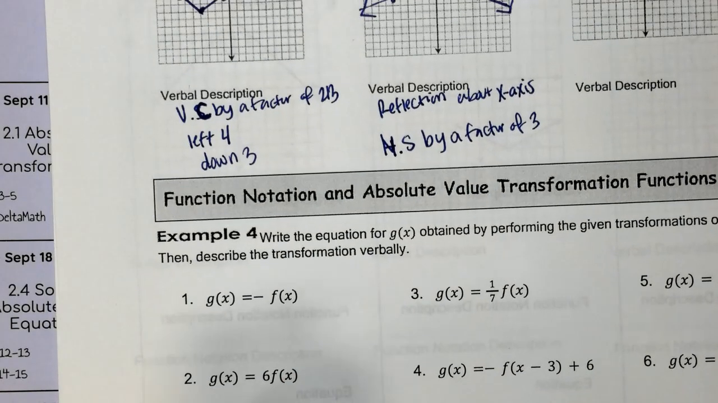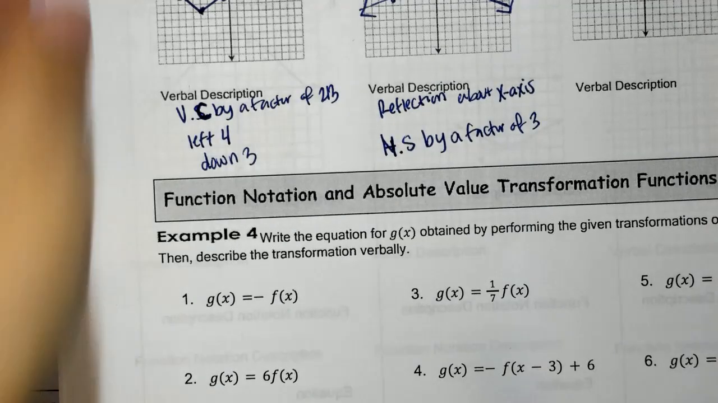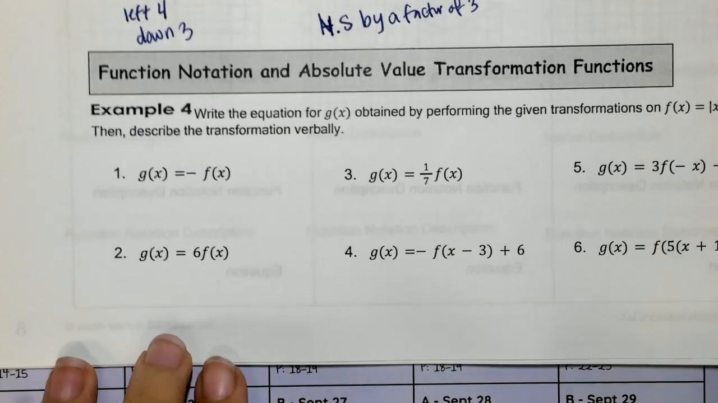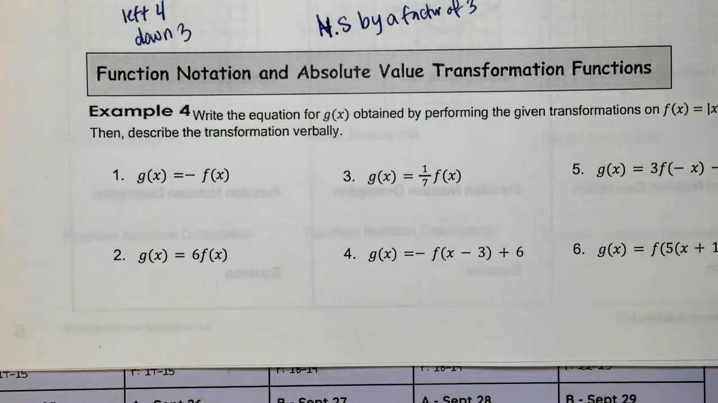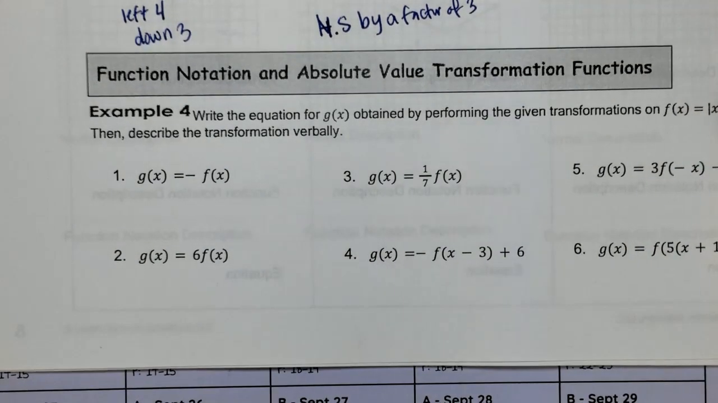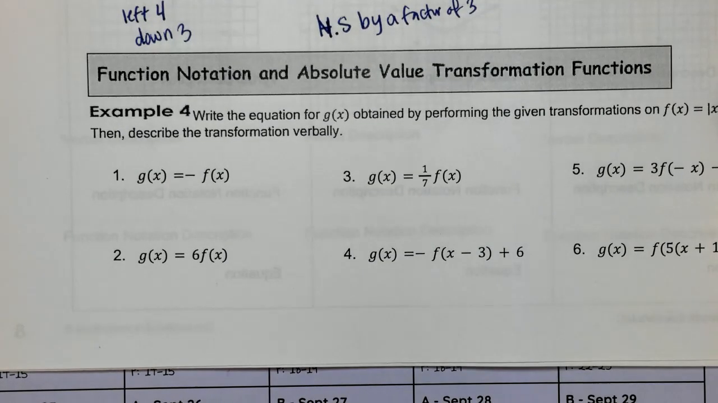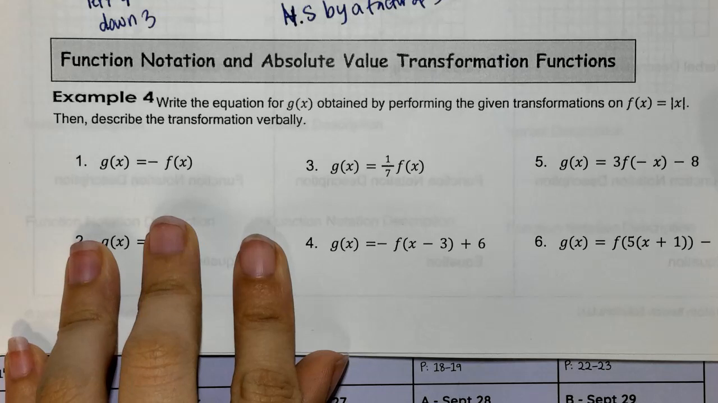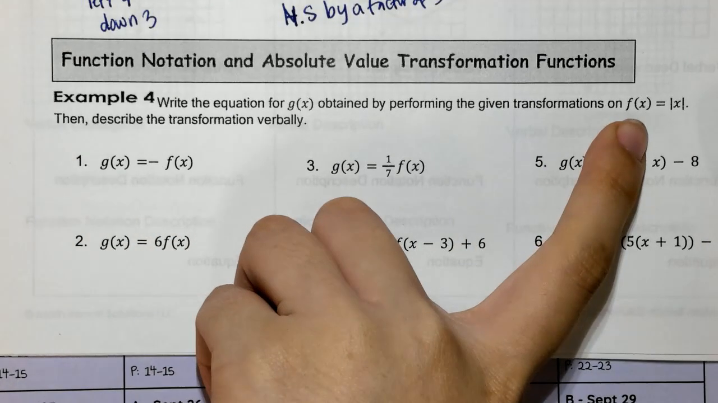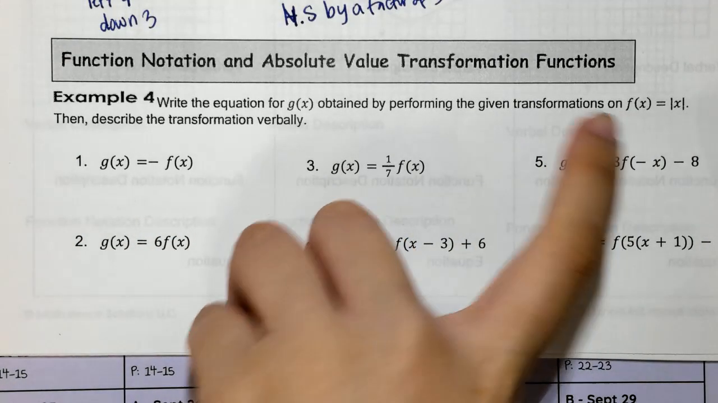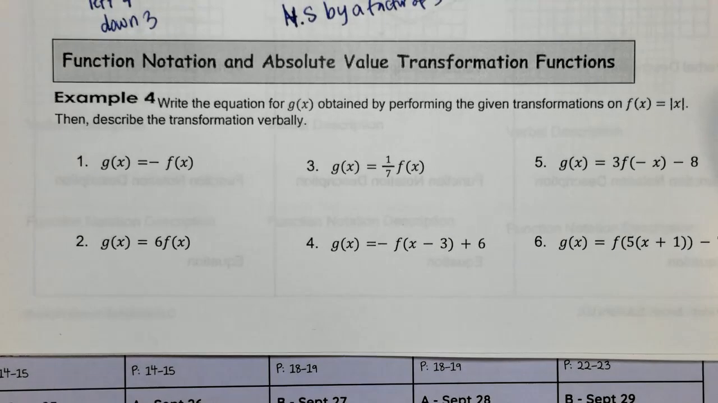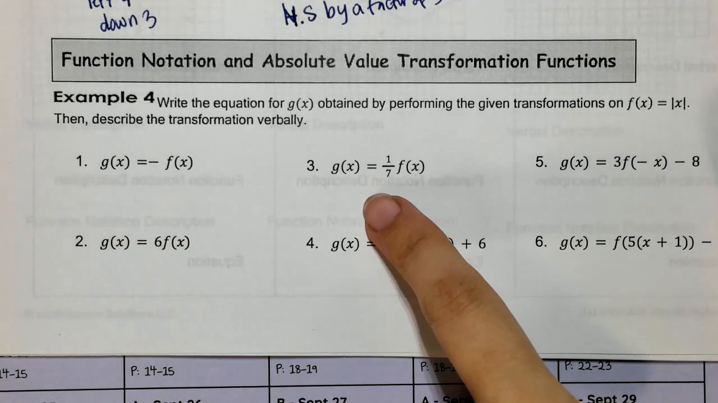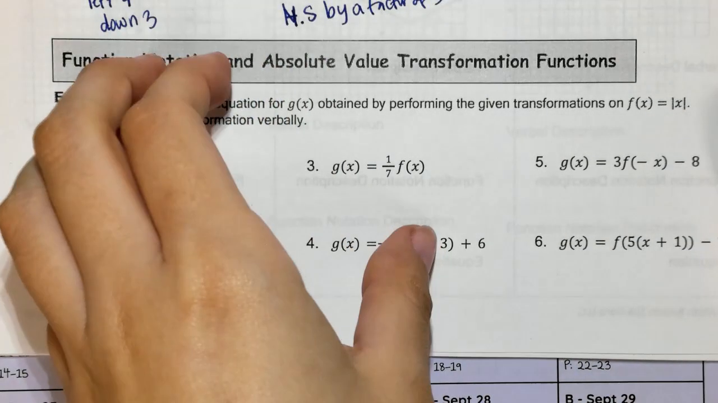So we'll skip number 3, just in general. That's too many transformations. It's 1, 2, 3, 4. And we'll go to example 4. So for example 4, we have to write the equation for g of x obtained by performing the given transformations on f of x, which just means our parent function. So we have a parent function, f of x equals absolute value of x. So we need to write the equations from function notation to absolute value.